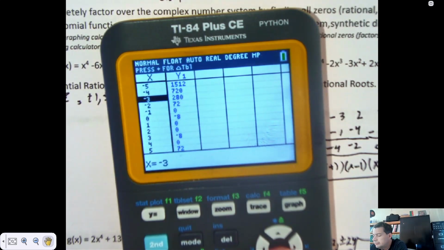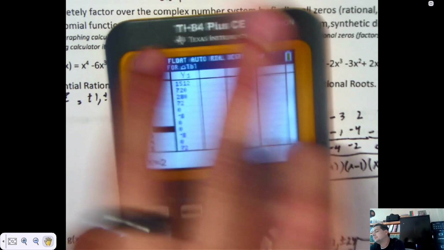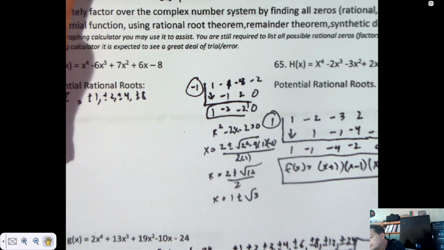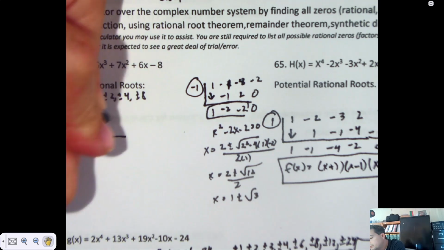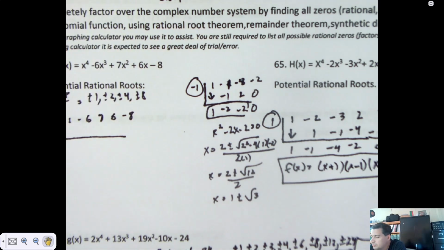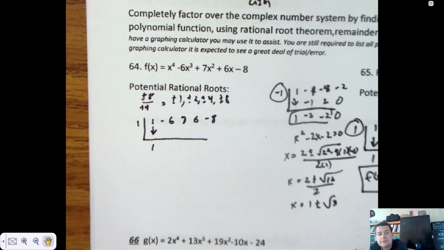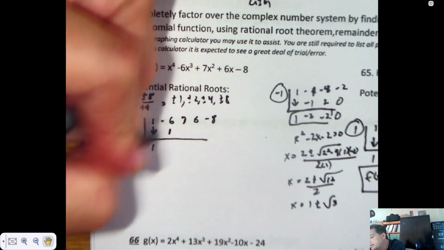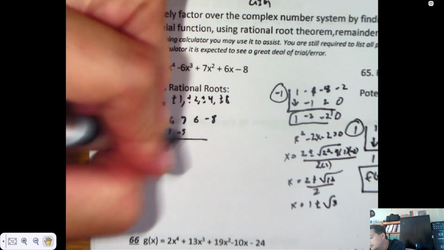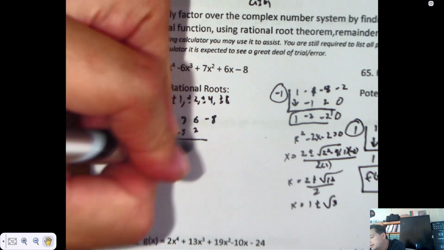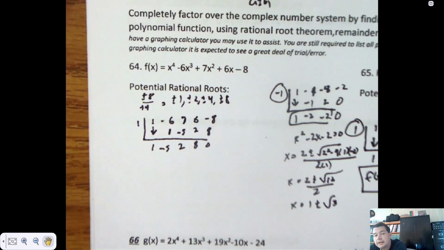So second table, yeah, they're all there. I'm just going to pick on 1 and 2. I'm going to synthetically divide out the 1. I'm going to drop the 1. Sorry, you can't see what I'm doing. I'm going to multiply, and I'm going to add, repeating that across the row.